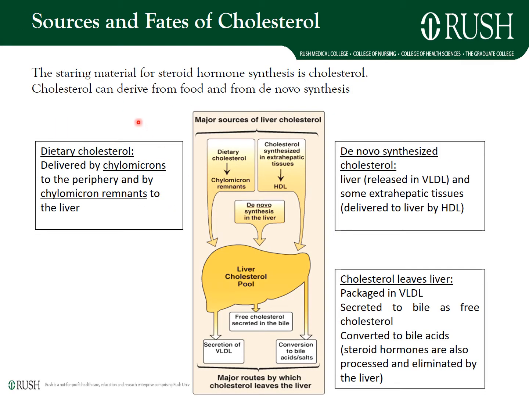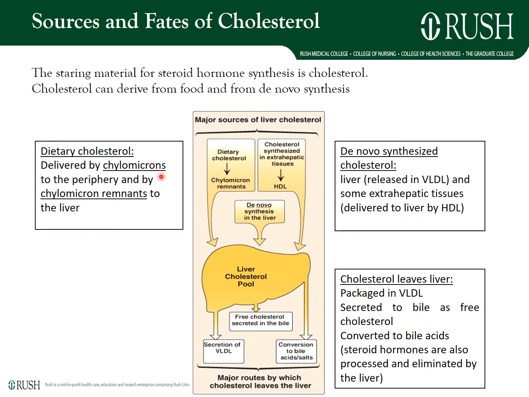The starting material for steroid hormone synthesis is cholesterol. Cholesterol can come from dietary sources. We eat a lot of cholesterol-rich food, and cholesterol is taken up by the digestive system and packaged into chylomicrons. Chylomicrons are lipoproteins that are assembled to deliver lipid-based molecules to the target cells.